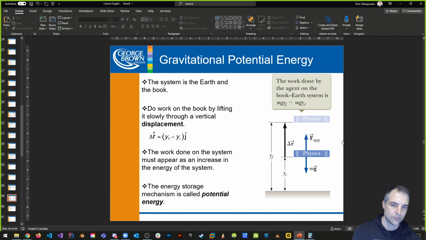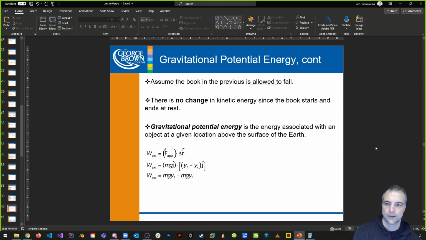If I let the object go, the potential energy transfers into kinetic energy. Right? And that transfer happens when it reaches peak speed. So we can assume that the book in the previous example is allowed to fall. There is no change in kinetic energy since the book starts and ends at rest, right? But the change in potential energy changes because we have something called gravitational potential energy. If this thing was to fall forever, as an example, then there would be a transfer of kinetic energy.